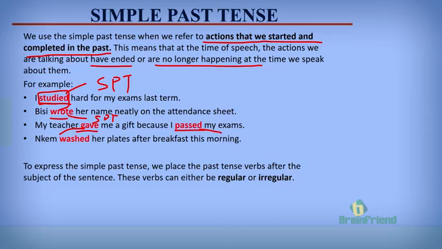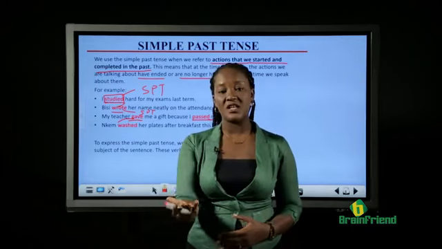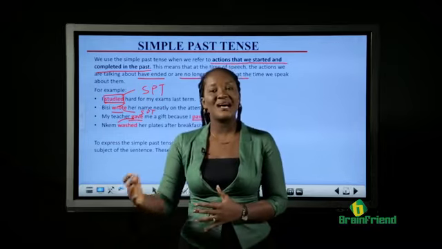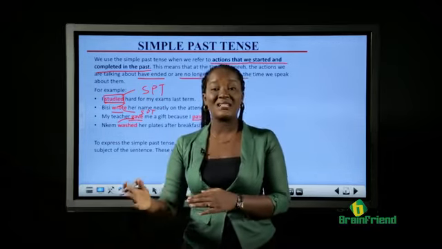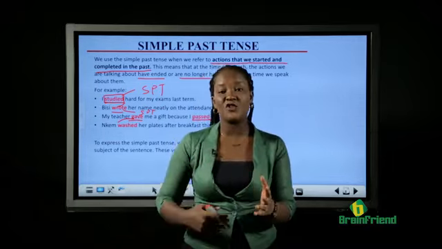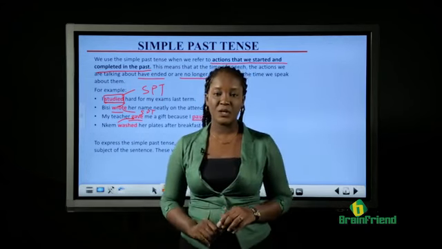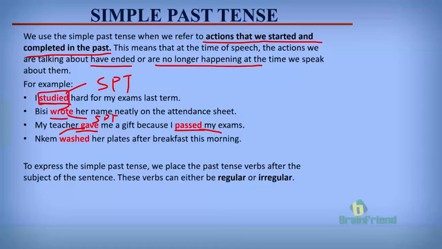My teacher gave, meaning the action of giving has been completed, and I passed my exams. I'm no longer writing my exams. So the action of passing my exams has also been completed. The last sentence says, Nkem washed her plates after breakfast this morning. Nkem has finished washing her plates. So the verb washed refers to a completed action. It's also in the simple past tense.